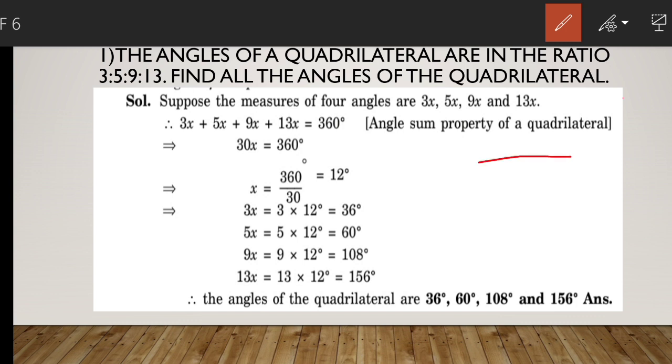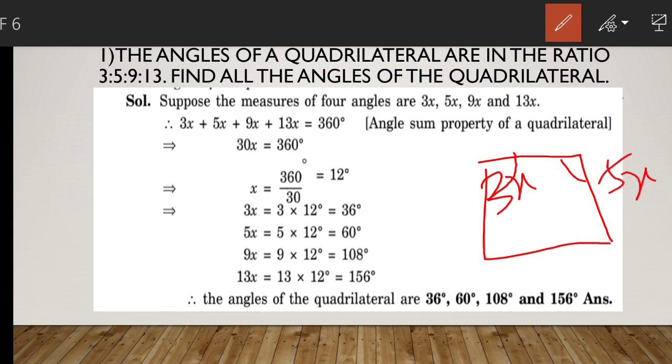Suppose we have a quadrilateral. In this quadrilateral, the angles are in the ratio 3:5:9:13. So let the four angles be 3x, 5x, 9x and 13x. x is an integer that we are considering as the ratio is in the simplest form, so we will multiply an integer to it to find the exact values.